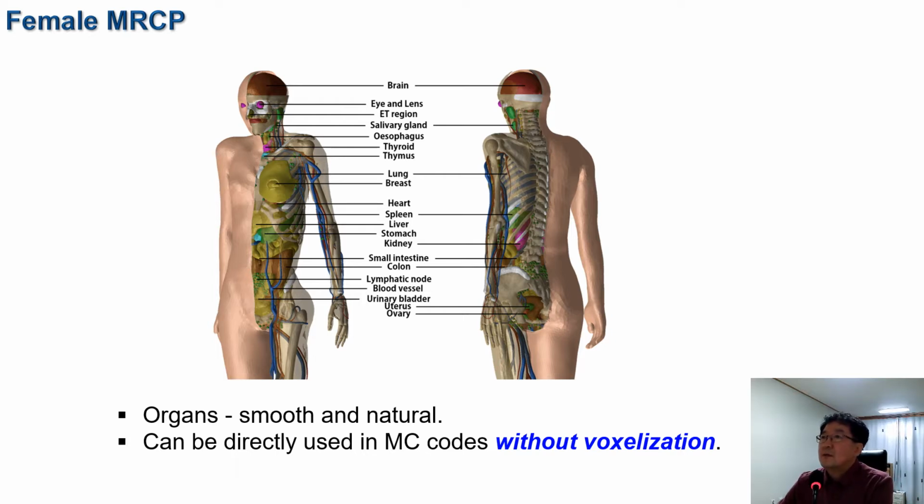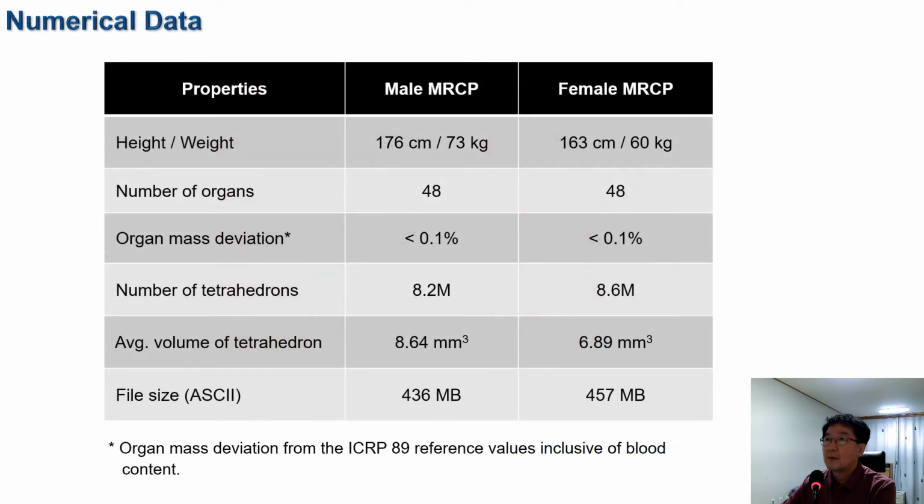And you can see the organs of the phantoms are very smooth and natural, and these phantoms can also be directly used in Monte Carlo codes without voxelization, which is one of the strong points of these phantoms. This is because these phantoms are in tetrahedral mesh geometry, which can be directly used in Monte Carlo codes such as MCNP, Geant4, and PHITS. The simulation speed is also very fast, and quite often even faster than the voxel phantoms.